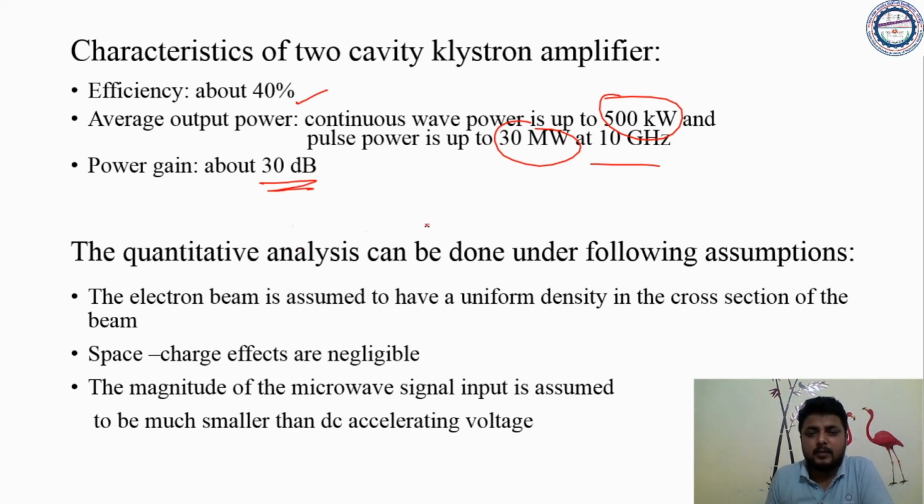So moving to the quantitative analysis, which can be done under the following assumptions. The first assumption says the electron beam is assumed to have uniform density, so the density will be uniform throughout the cross section of the beam. The second is that the space charge effect should be negligible. The third says the signal V1 should be less than the DC voltage V0. That means the magnitude of the microwave signal input is assumed to be much smaller than the DC accelerating voltage. So whatever DC voltage is applied should be much greater than V1.